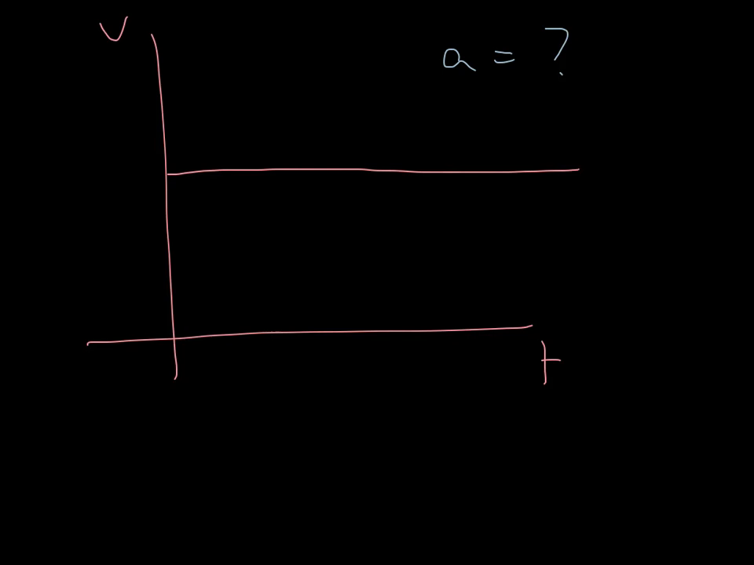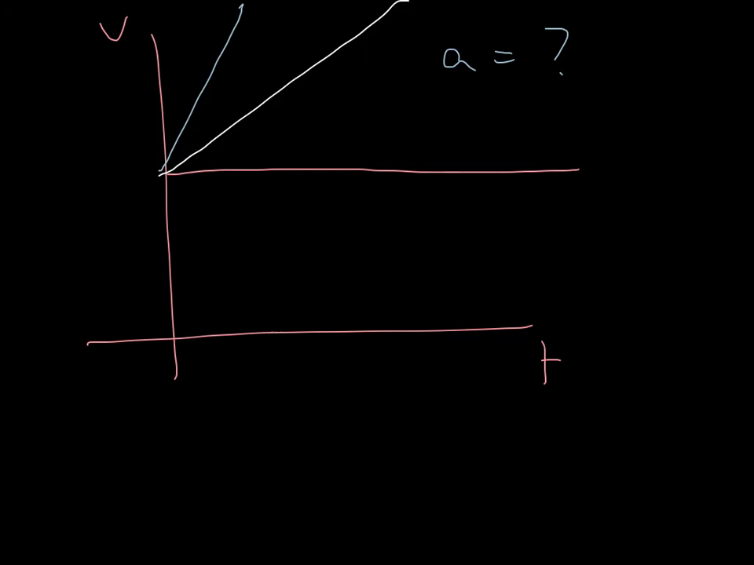However, if I have something like this, then my speed is obviously increasing. And if I have something like this, my speed is increasing even more. So what this tells me is that the higher the slope of the line in the speed time graph or in the velocity time graph, the higher the acceleration. And if the slope is 0, then the acceleration is 0.